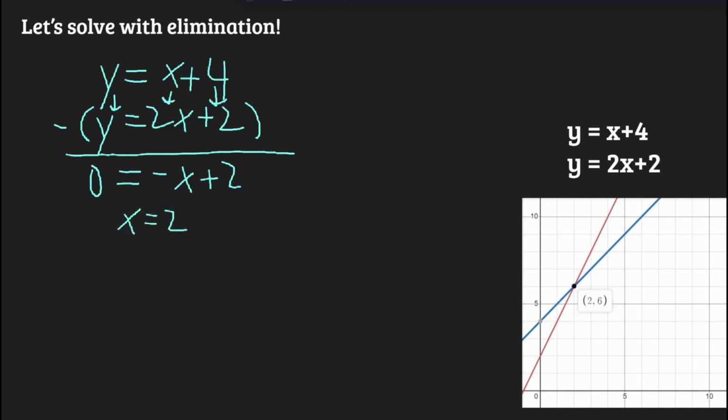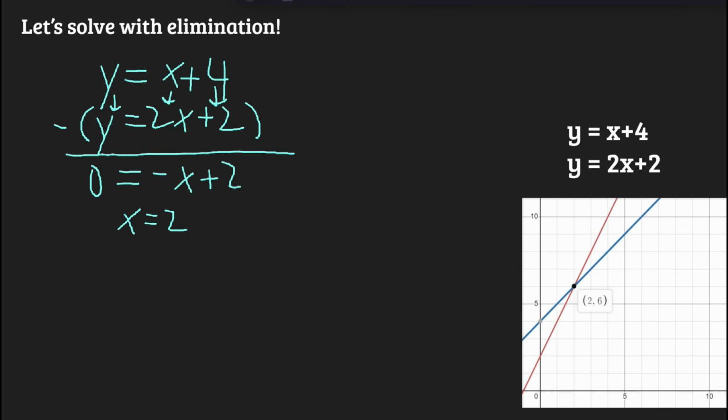And then from this, there's two different ways we can now solve for y. The first way is I can just plug in this 2 for x in either of these equations. And a good way to check your work is to plug this in for both of the equations, and then you should be getting the same y. And if you're not, maybe something went wrong.